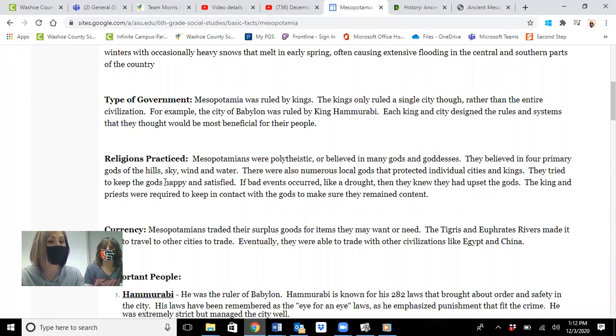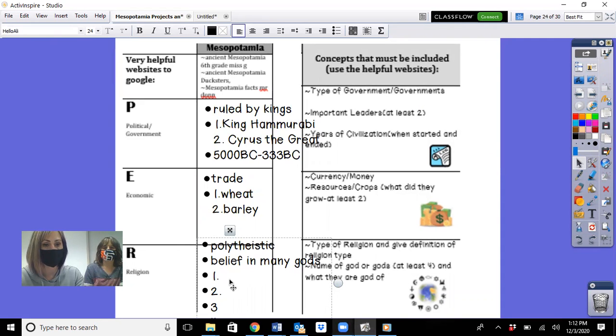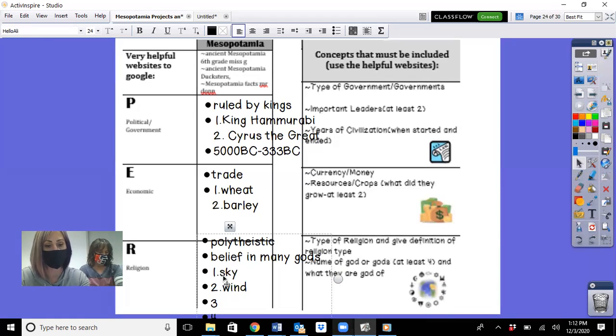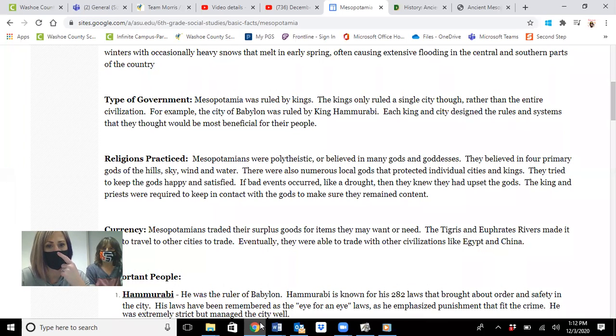So here they had gods of the hills, the sky, the wind, and the water. They also had gods for each city. So for here, you can put the god of the sky. What else do they have? The god of the wind, the god of the, what was the other one? You know, my memory is horrible. No. Hills, sky, wind, water.